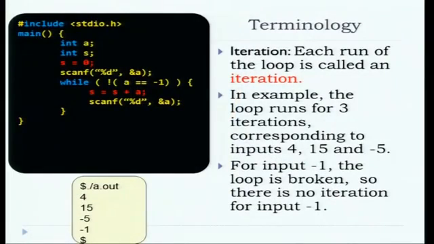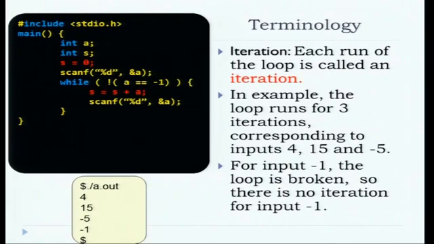Okay. We'll introduce a few terminology associated with the notion of a loop. Each execution of a loop is known as an iteration. So in the above loop, when the input was 4, 15, minus 5, minus 1, the loop runs for 3 iterations corresponding to the inputs 4, 15 and minus 5.